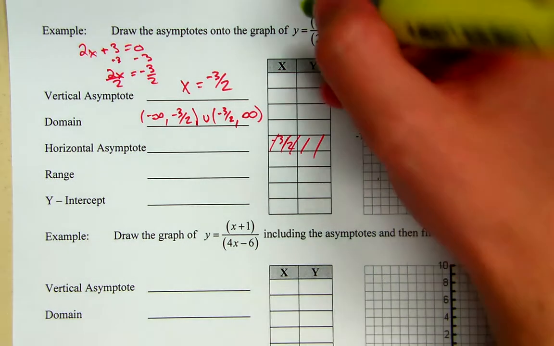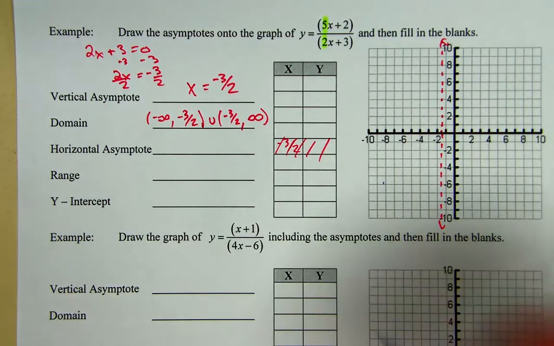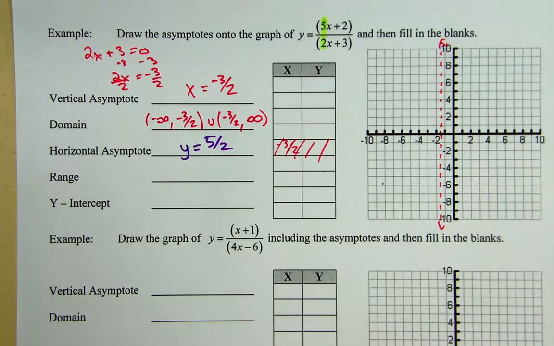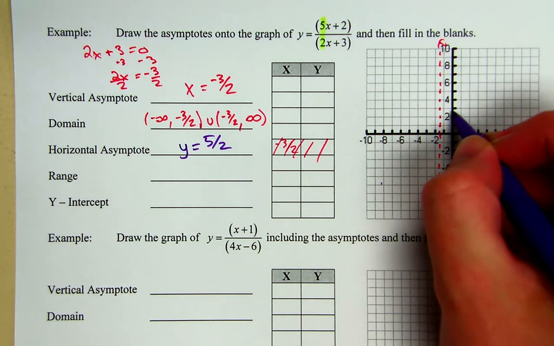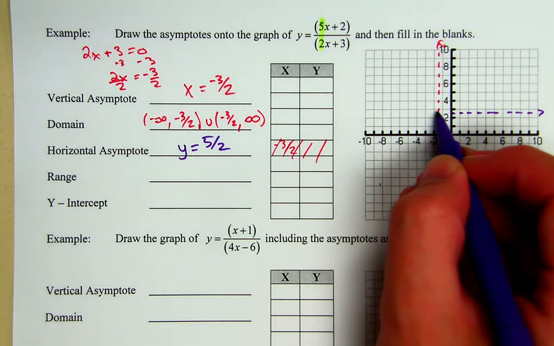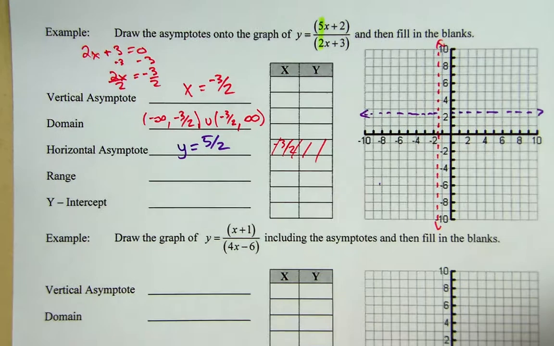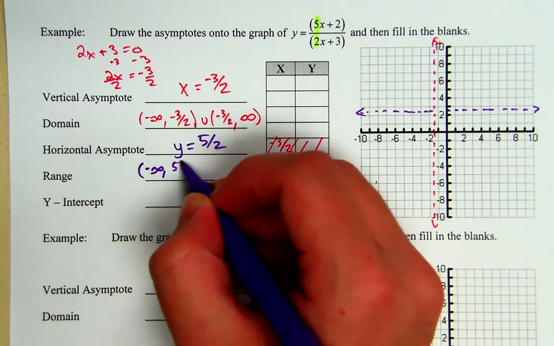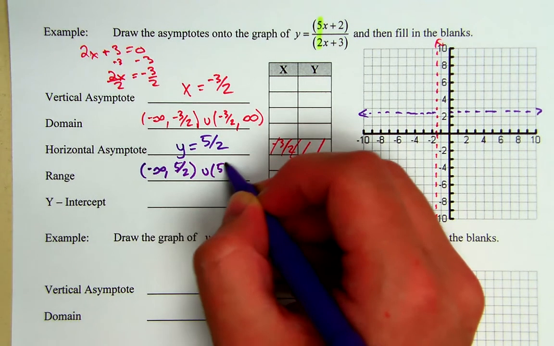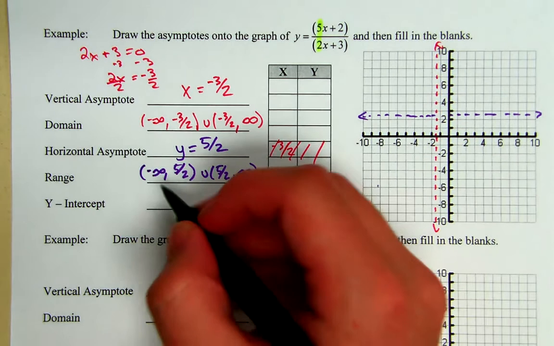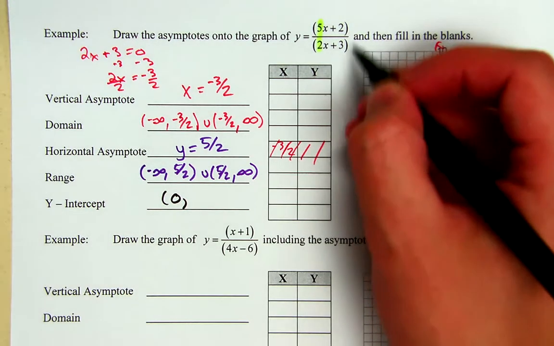Horizontal asymptote. Again, ratio. Oh no, another fraction. Y equals 5 halves. Well, that's 2 and a half. So we got to go up 2 and halfway between, and we're going to draw our asymptote in there. Range, everything but that, so negative infinity to 5 halves, union 5 halves to infinity. Finally, y-intercept, plug in 0, you get 2/3.